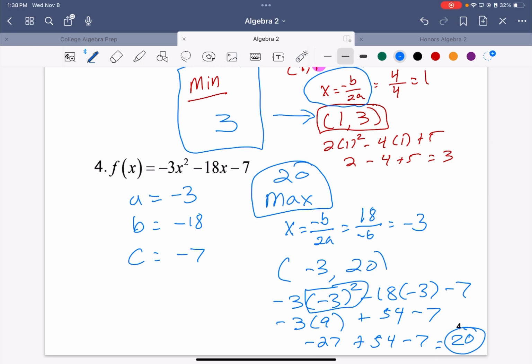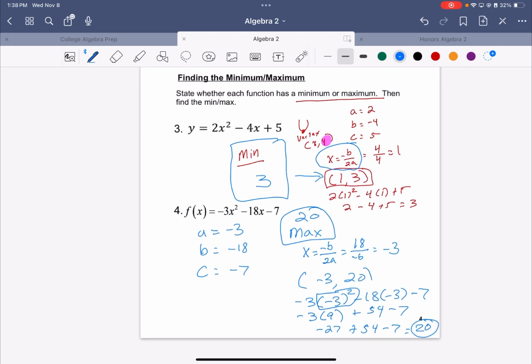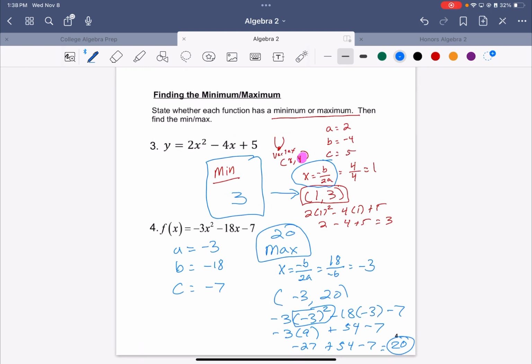Can we find the maximum or minimum? It's about finding the axis of symmetry. It's good practice to continue to find the axis of symmetry.